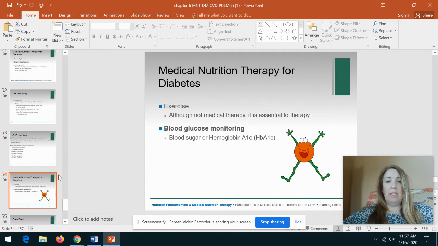So our next slide then talks about exercise. It is essential to therapy. That's going to allow that blood sugar to get into the cells for energy. So remember, one of the hallmarks of type 2 diabetes is insulin resistance. Our beta cells in the pancreas are making insulin, but our cells do not want to accept it for energy. So we're just cruising around with really high blood sugars because none of that sugar is getting into the cells, and our cells need that for energy.